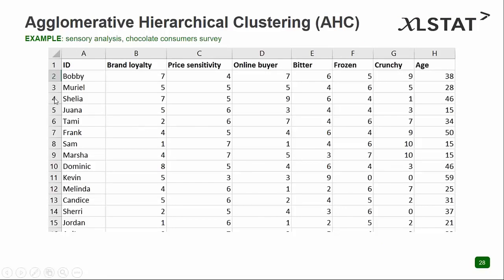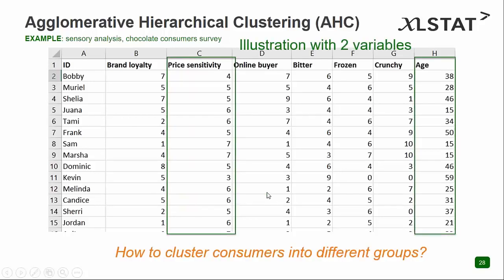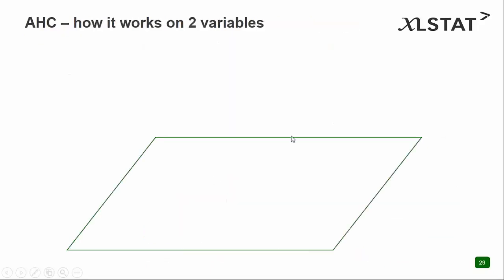My goal now is to split those consumers into several segments. I will illustrate AHC, which will help us do this, using two variables. But of course, the concept is generalizable to many more variables. Here again, I'll be very conceptual. I will draw the two variables on a scatter plot, with price sensitivity on the y-axis and age on the x-axis, and I will put my consumers on the scatter plot.